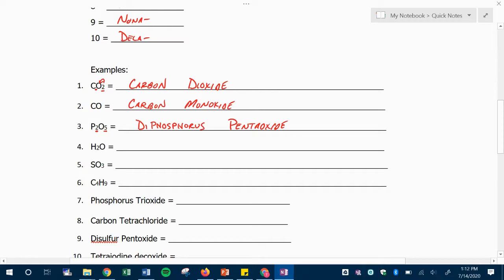Then next up, we've got H2O. A lot of you can tell me it's water, right? But here, since it's 2 H's, we call this dihydrogen. And then the O, since there's only one of them, would be monoxide.